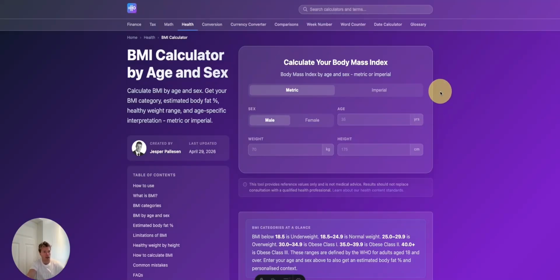So the calculator here, this is our main BMI calculator, and it actually accounts for the sex, so male or female, and the age. So this makes the BMI as accurate as it can get.